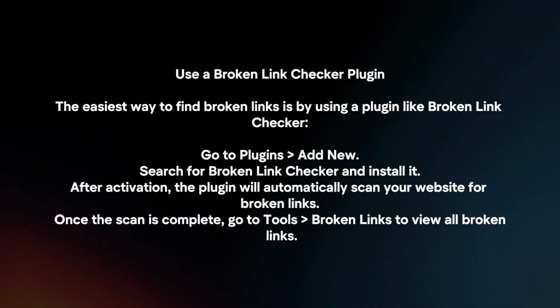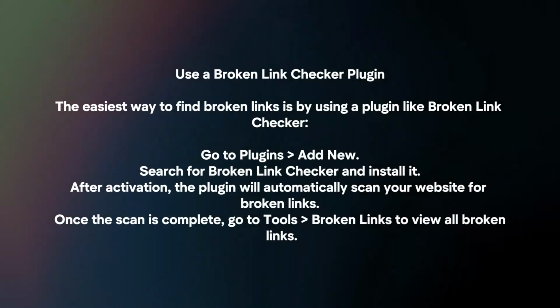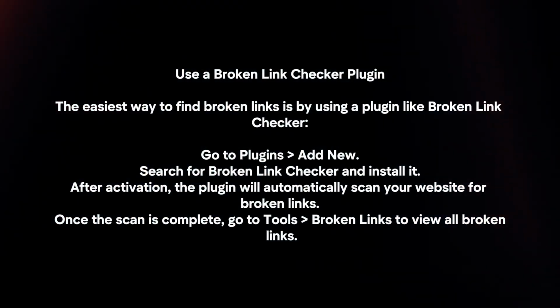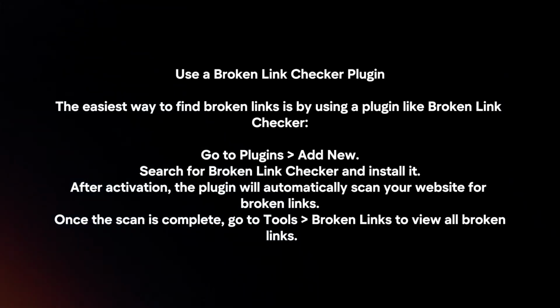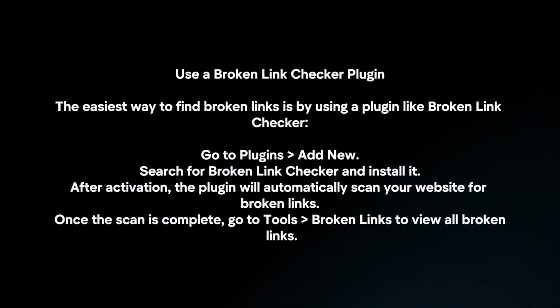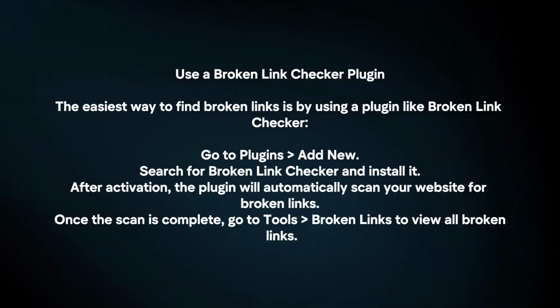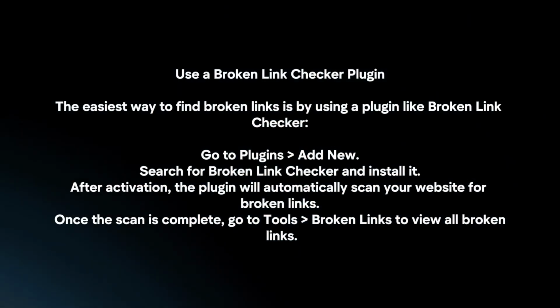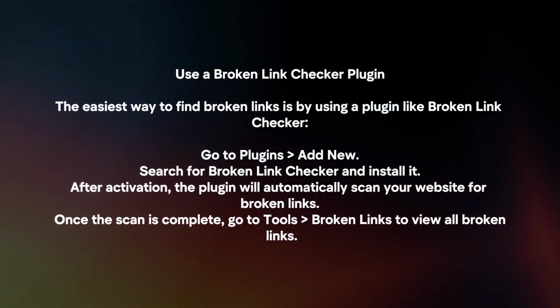The easiest way to find broken links is by using a plugin like Broken Link Checker. Go to Plugins, Add New, search for Broken Link Checker and install it. After activation, the plugin will automatically scan your website for broken links. Once the scan is complete, go to Tools, Broken Links to view all broken links.